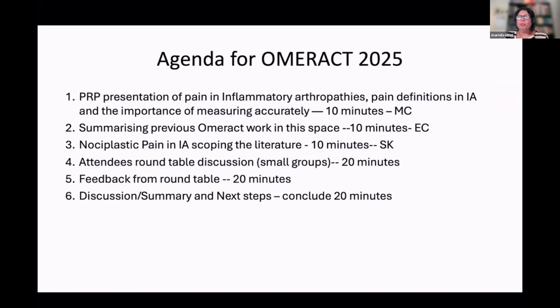Quickly, this was what we were going to extract out. And then we have a little agenda that we put together for the upcoming SIG meeting at the OMERACT, where we want to discuss some of these scoping review protocols that we have come through, but also talk about nociplastic pain and scoping of this within the literature as well.